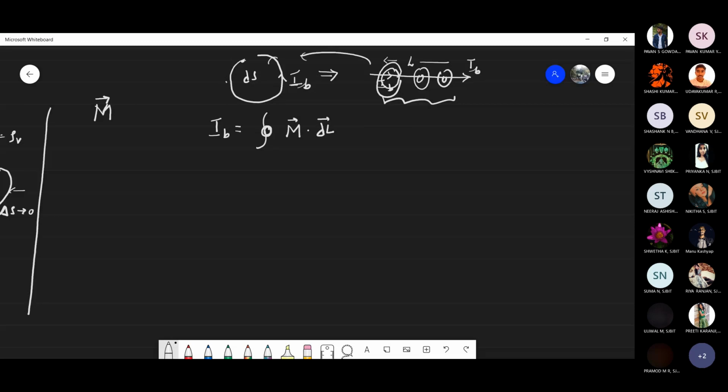So here also you'll have magnetic field. So here also you have magnetic field. So everywhere you have a magnetic field within this closed surface. So these many magnetic fields, the sum of these magnetic fields will be equal to the total bound current.